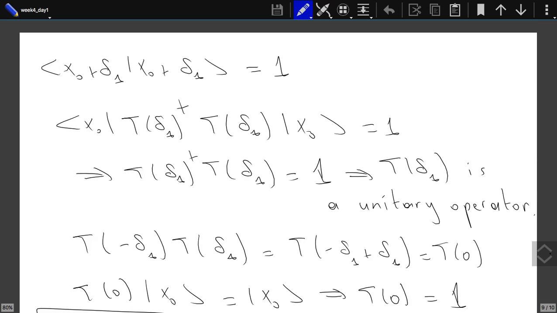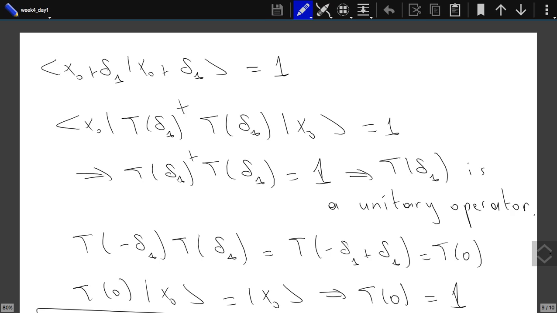Its Hermitian conjugate should be its inverse, so this translation operator has to be a unitary operation, because it should conserve probabilities. Probabilities do not change if we just translate our system. The total probability, if it was 1, is still 1. The total probability should not change.